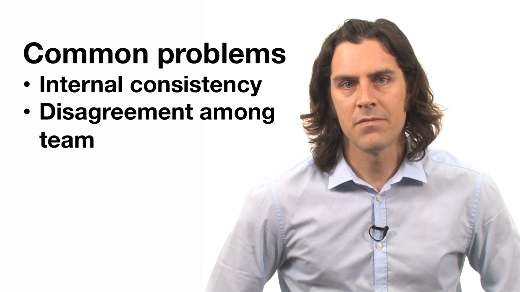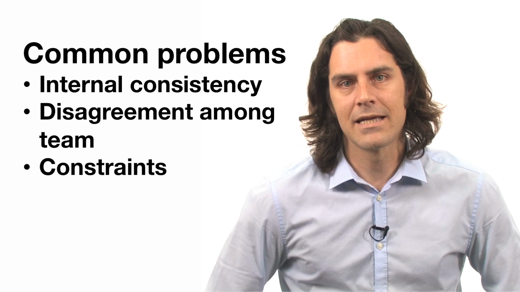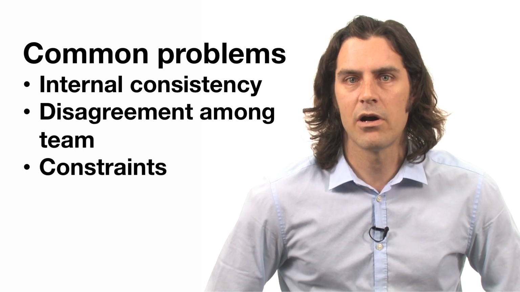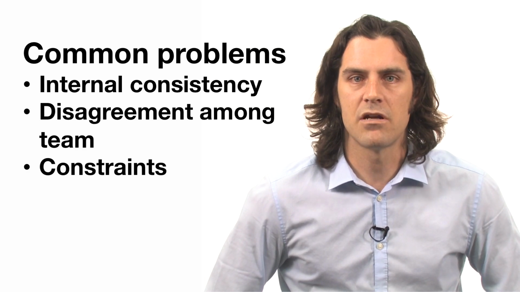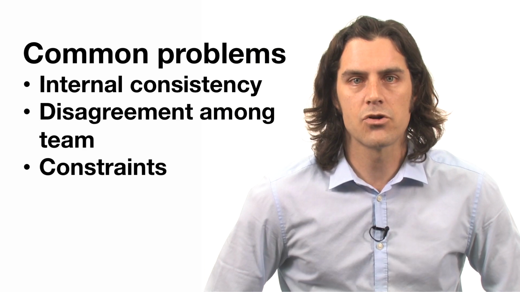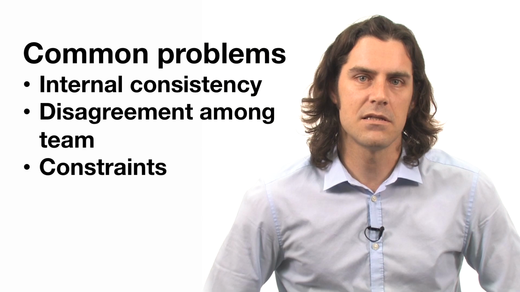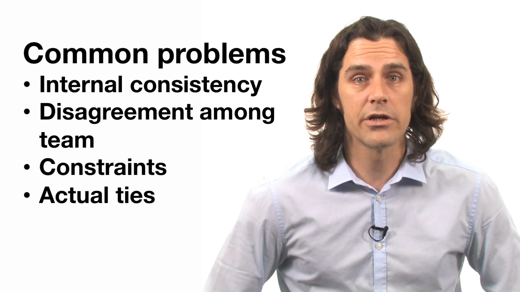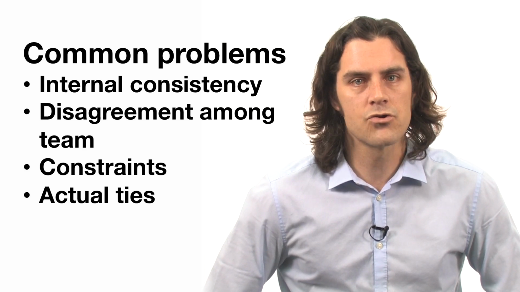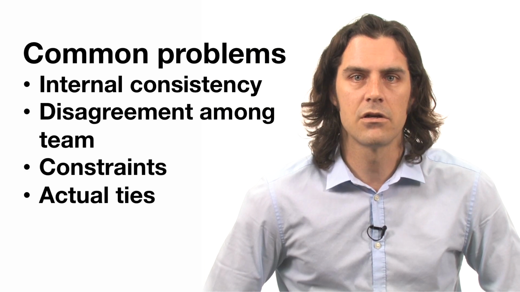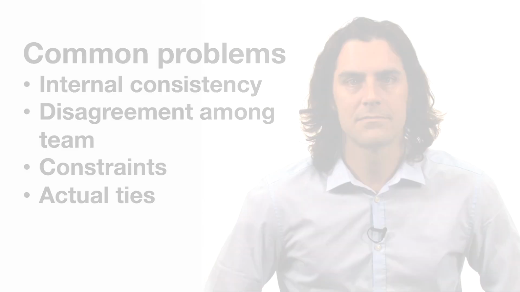The third problem is one where you have an embedded constraint that you used in your pairwise comparison chart instead of an objective. And as you'll see, the constraint always wins. The fourth problem with the PCC the student teams encounter is with a real tie, when two objectives truly do deserve to be considered with equal importance.